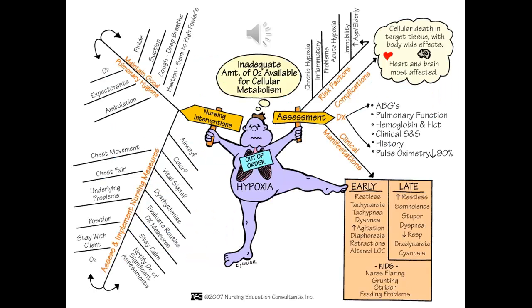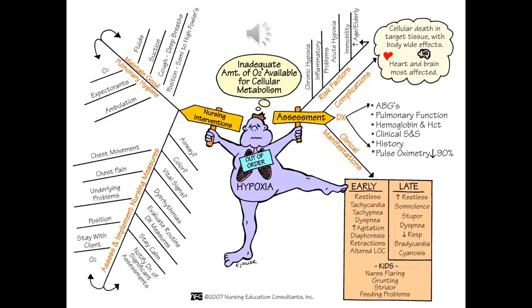This is a slide of a cartoon that speaks to respiratory dysfunction. On here, you'll see some of the things that you need to assess in the client that you suspect of having respiratory dysfunction. There are some interventions here, such as fluids, suctioning, coughing and deep breathing, positioning, administering O2, administering expectorants, ambulating the client, obviously if they can ambulate and they're not in a full-blown respiratory failure.